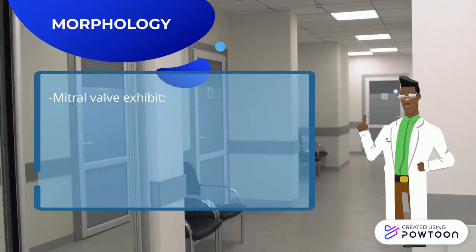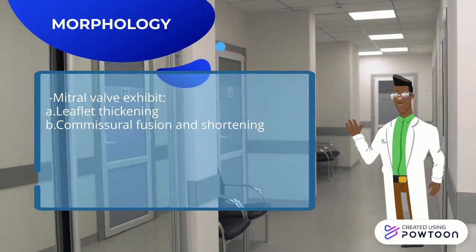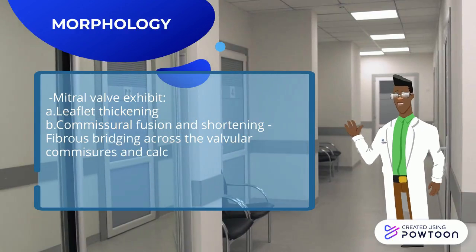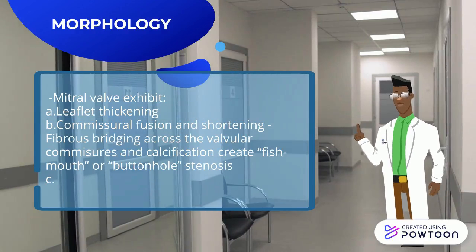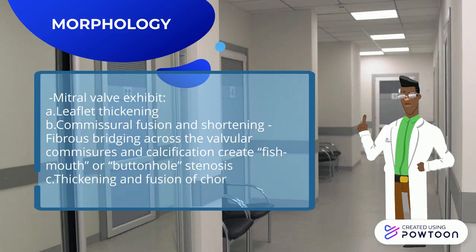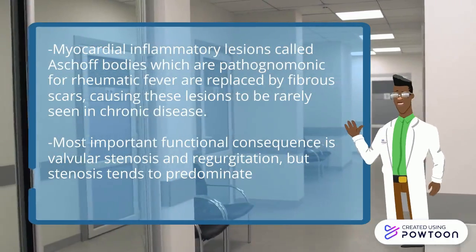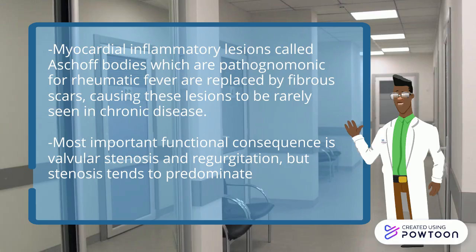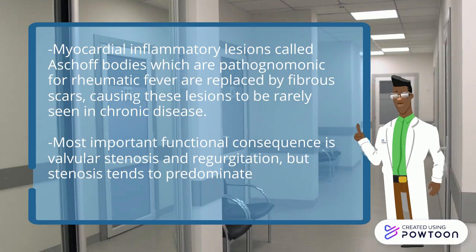The affected valve, the most common one being the mitral valve, will exhibit leaflet thickening, commissural fusion, and shortening, which will have a fish mouth or buttonhole-like appearance, and also thickening and fusion of chordae tendineae. Features such as Aschoff bodies, which are pathognomonic for rheumatic fever, will already be replaced by fibrous scars, causing this lesion to be rarely seen in chronic disease.